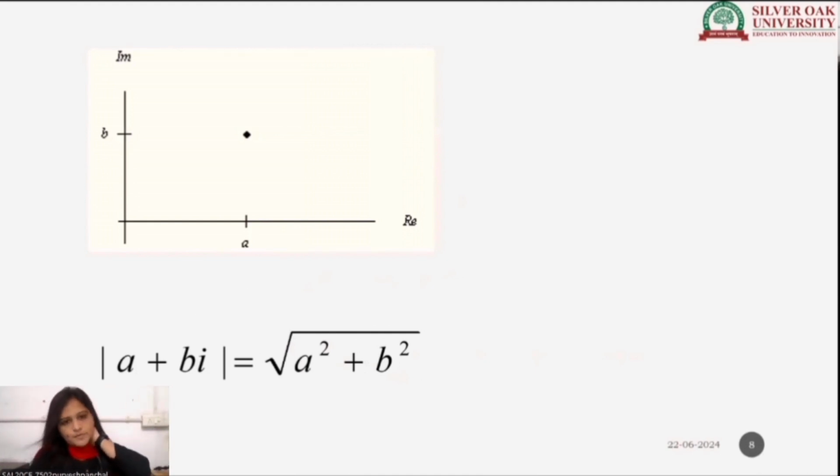So in the complex plane, to measure the distance between points, we have the modulus of a complex number, and the formula is under root a square plus b square. Because distance can never be negative, we have the sum of two square numbers.